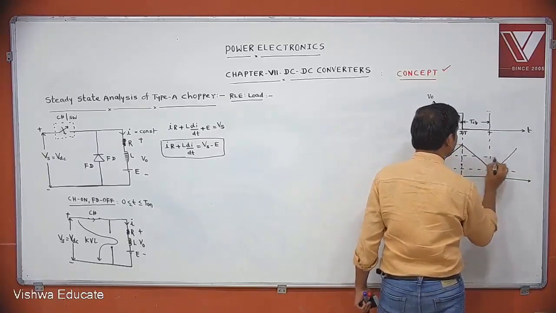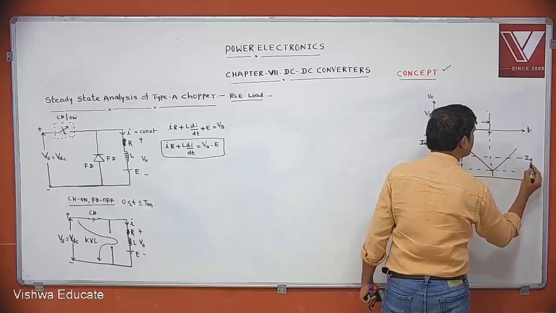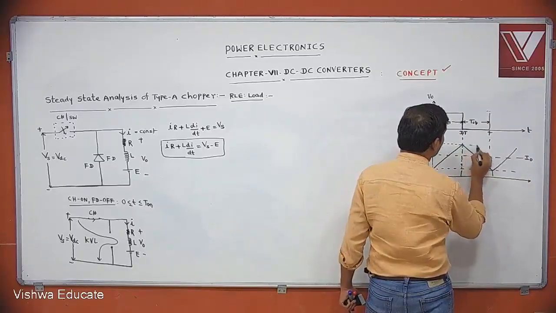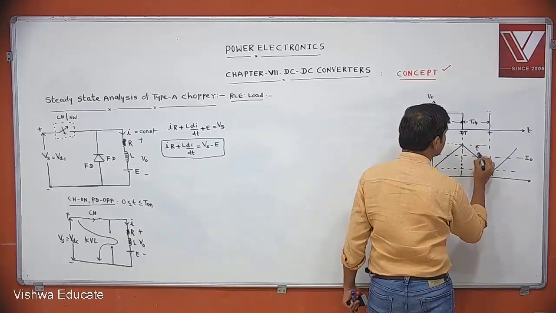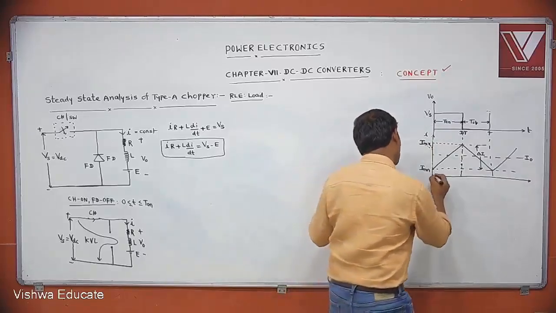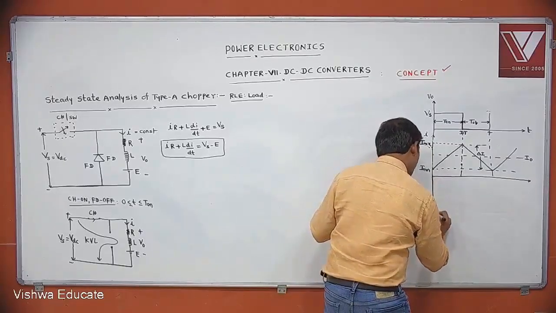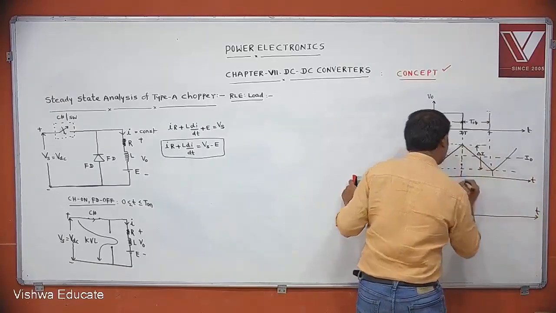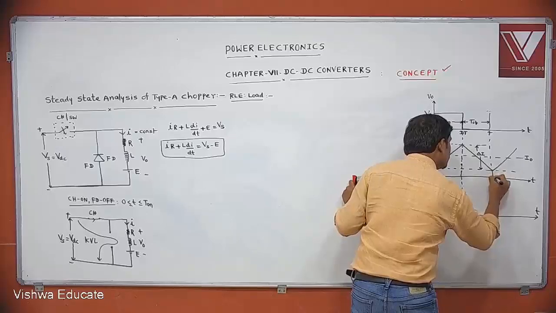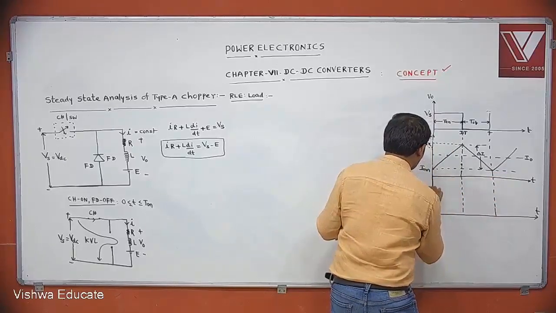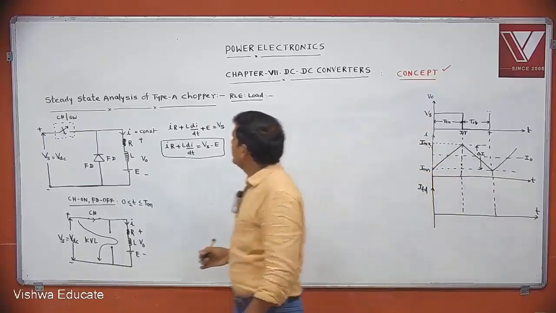This is the average current. This peak to peak is the ripple, minima to maxima. Then I want to draw the freewheeling diode current. Even this waveform is already given, even for the step down chopper. Type A chopper is also called step down. I will draw this when the chopper is on.